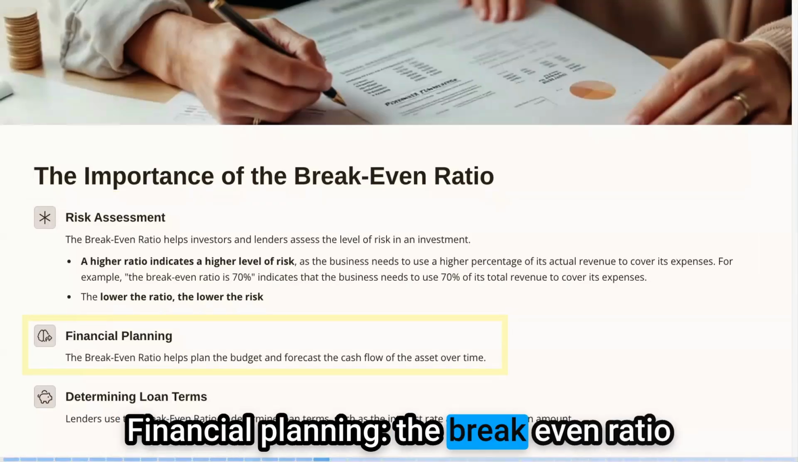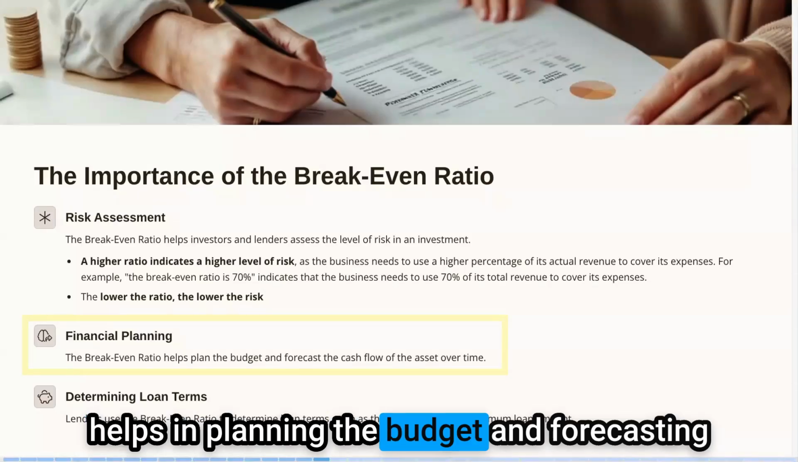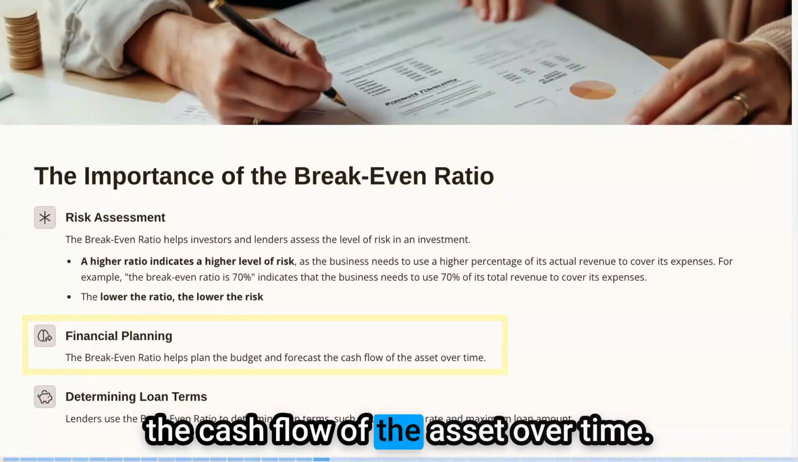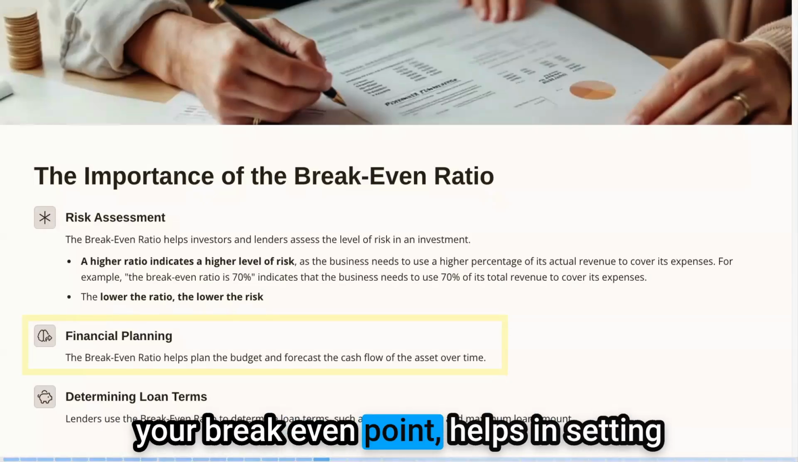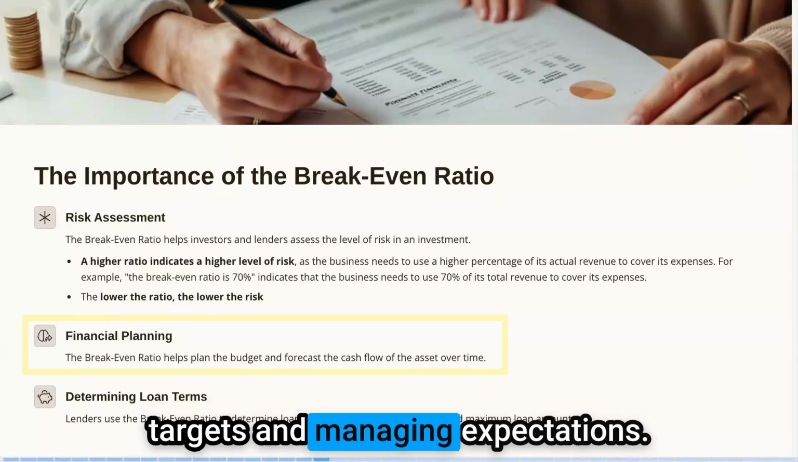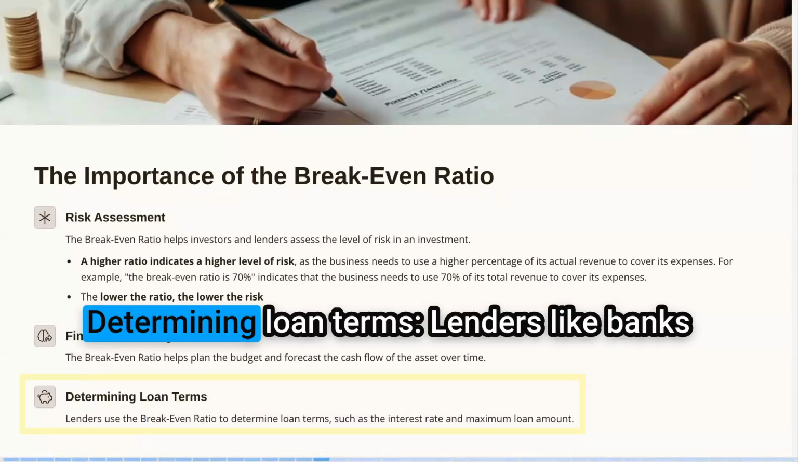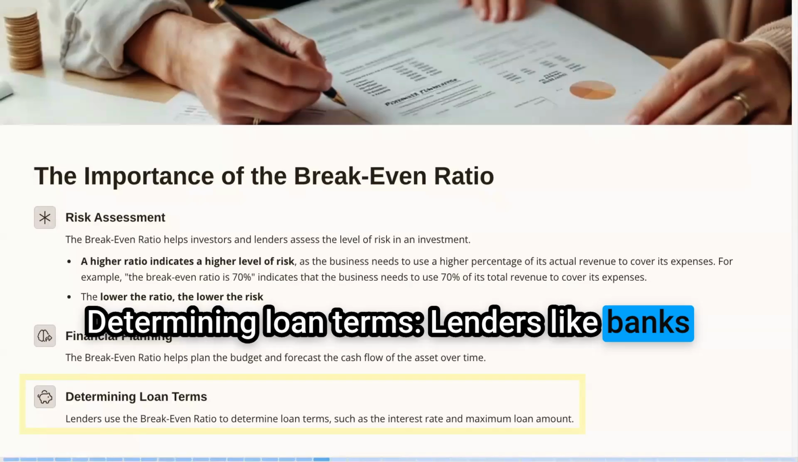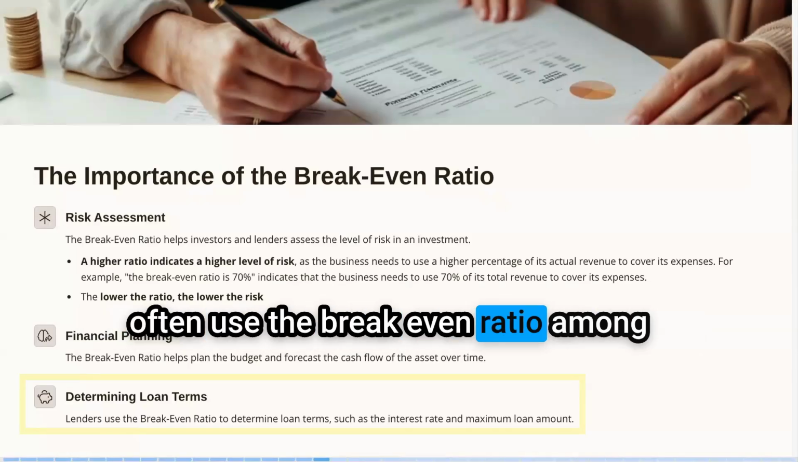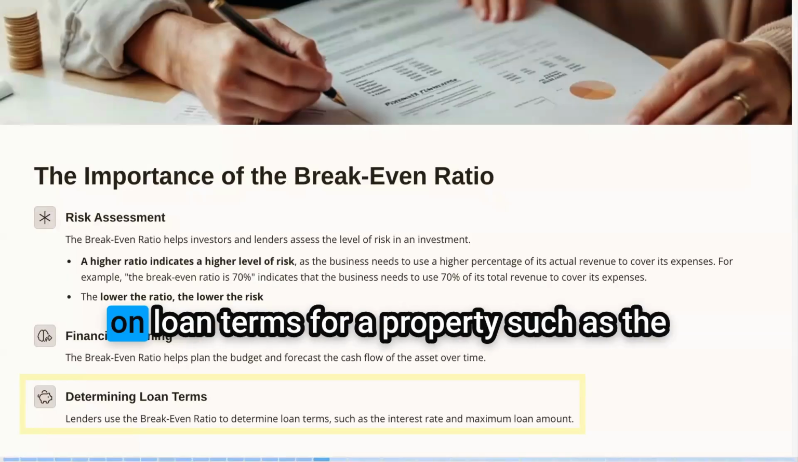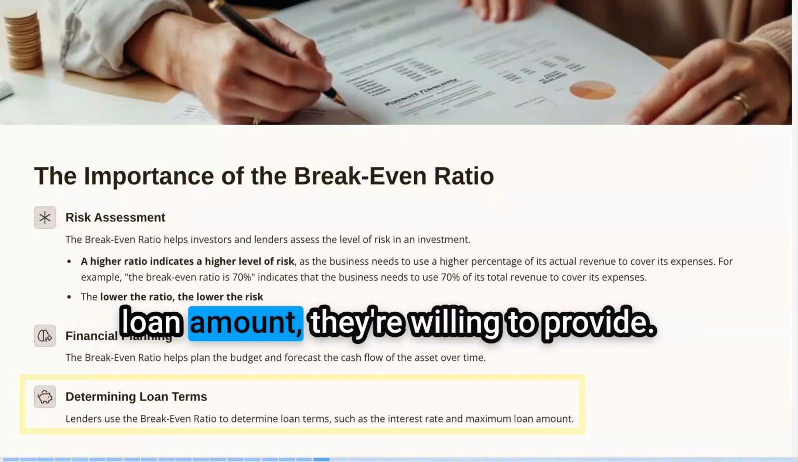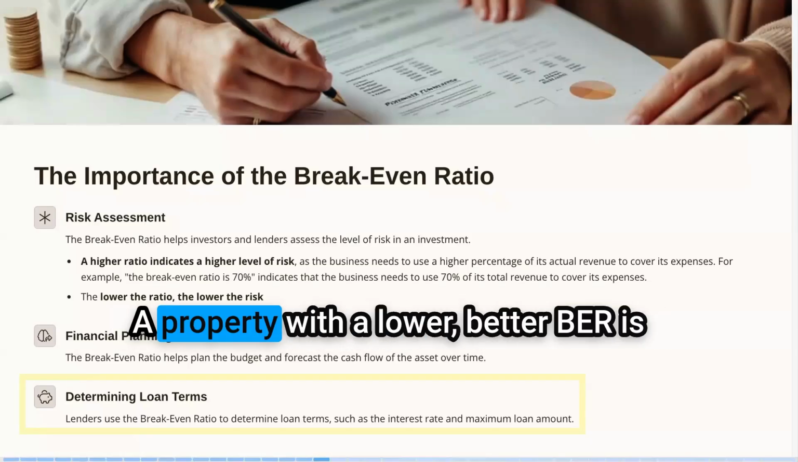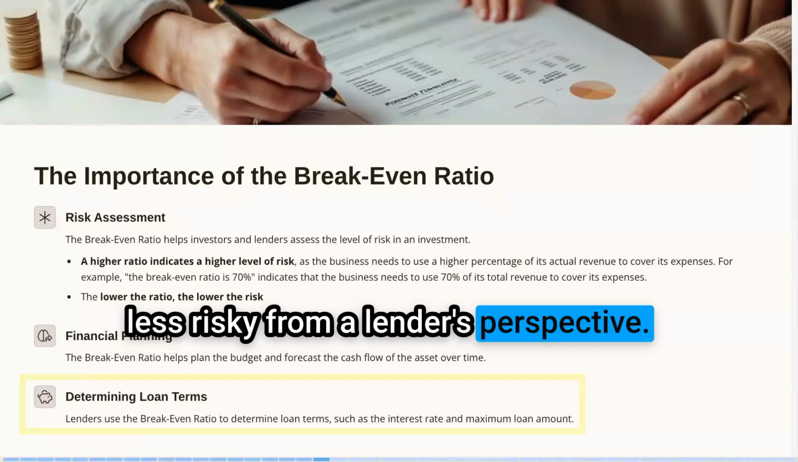Financial planning. The break even ratio helps in planning the budget and forecasting the cash flow of the asset over time. Knowing what percentage of your EGI is your break even point helps in setting targets and managing expectations. Determining loan terms. Lenders like banks often use the break even ratio, among other metrics, when they are deciding on loan terms for a property, such as the interest rate they'll offer and the maximum loan amount they're willing to provide. A property with a lower, better BER is less risky from a lender's perspective.